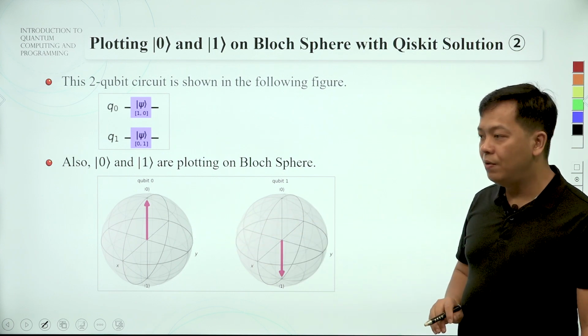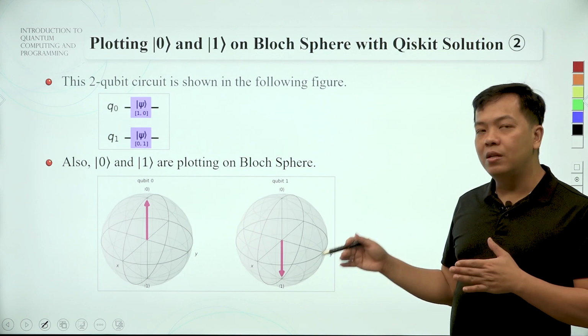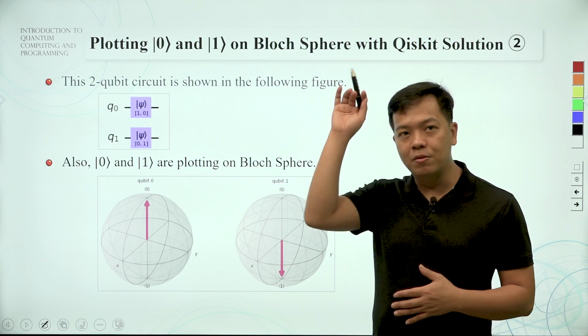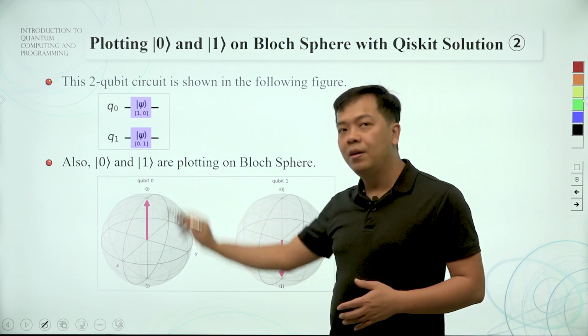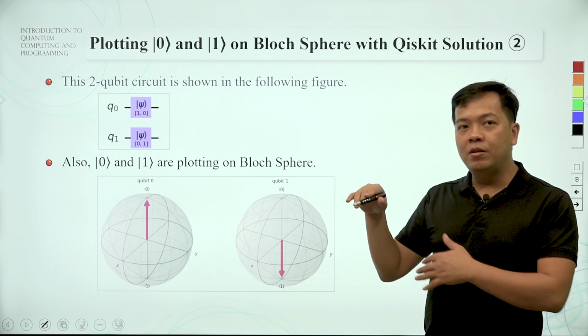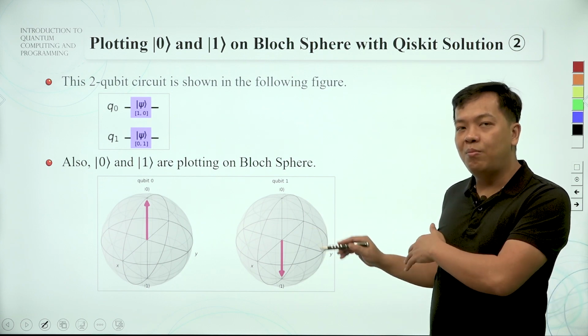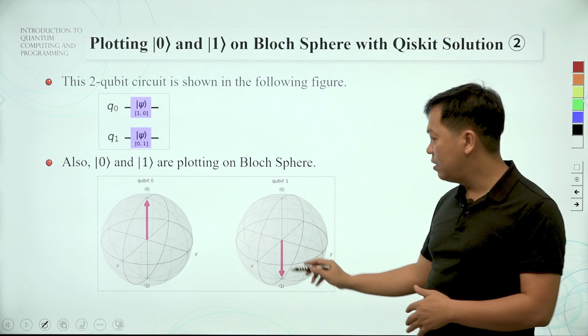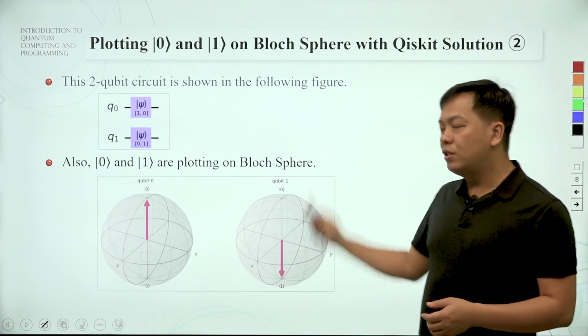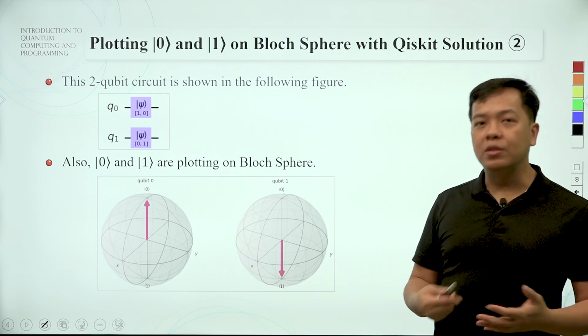Remember, when qubit 0, you plot in the Bloch sphere, that is the north pole, right? And qubit 1, if you plot in the Bloch sphere, is the south pole, right? This is the south pole. Remember this part.